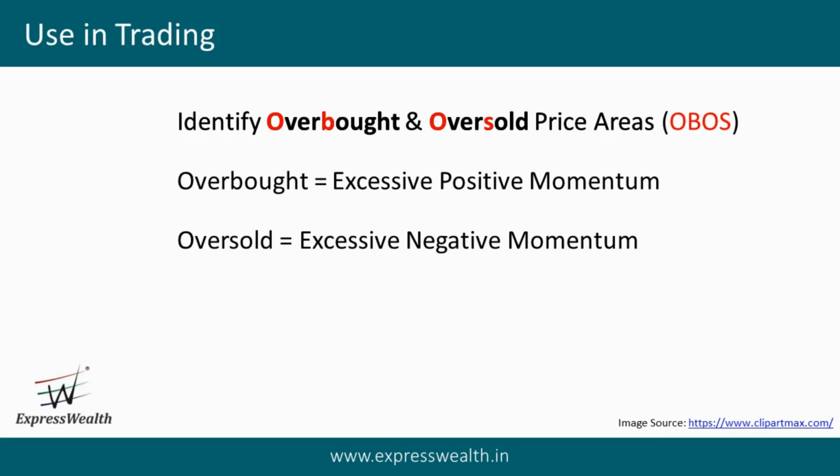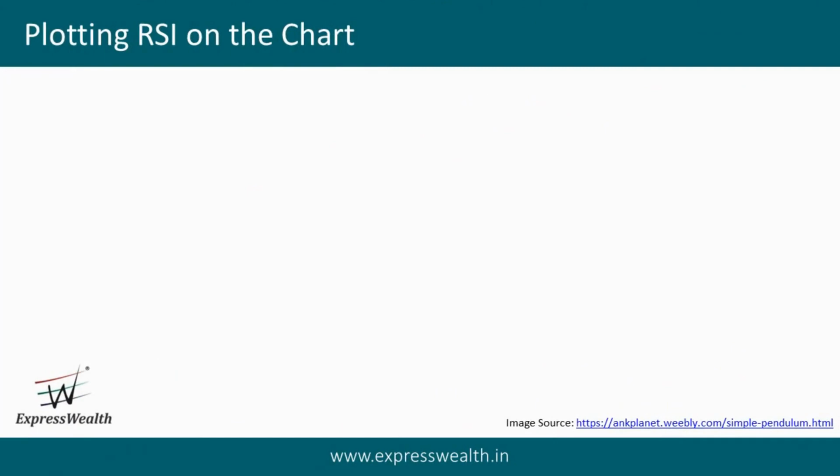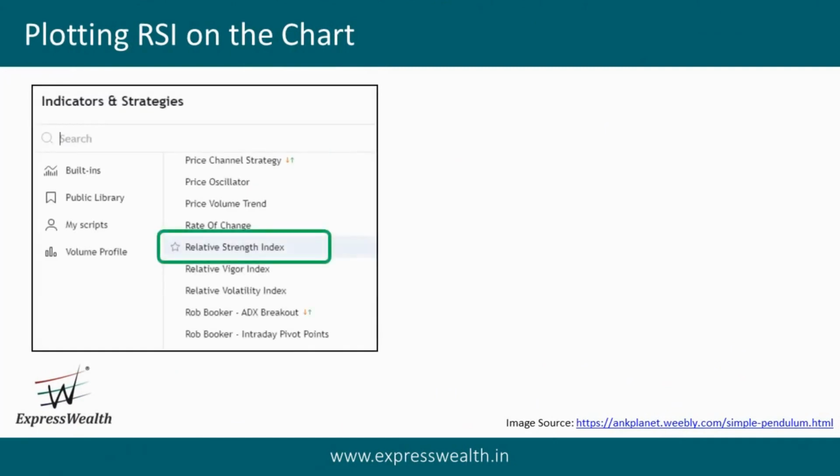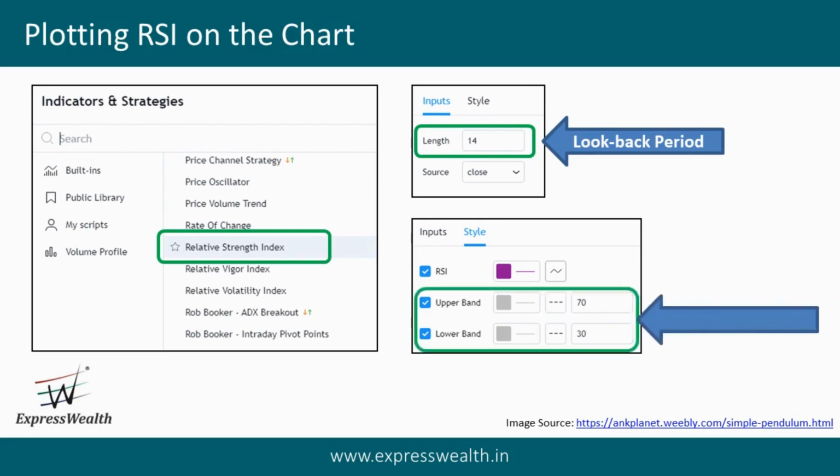So first of all, let's see how we plot RSI on the chart. On the charting tool, you select Relative Strength Index from the list of available indicators and enter a few parameters. The length here is 14, which is also called a look-back period. It indicates that last 14 days of closing prices are used to calculate RSI. You can also see upper band and lower band. I've kept the default values 70 and 30 for now. So when you set all these parameters, RSI looks like this.